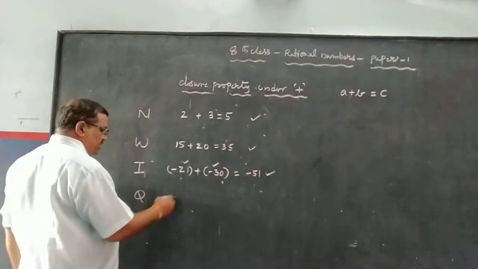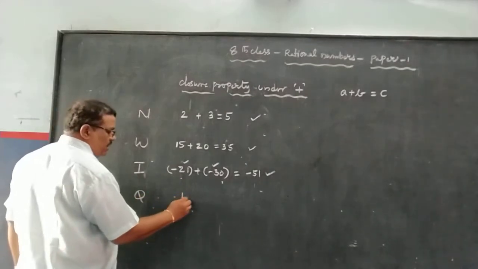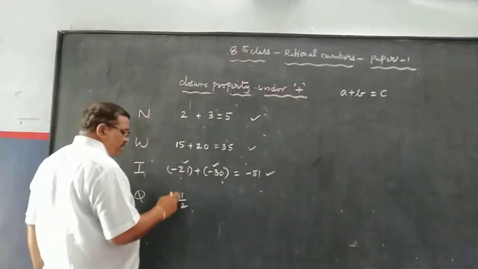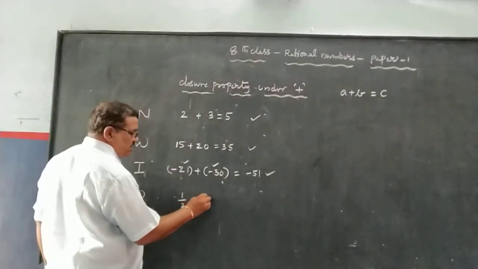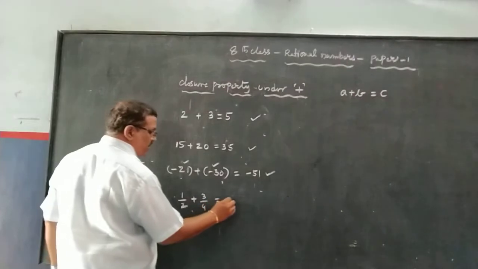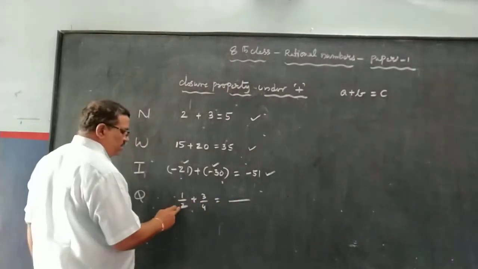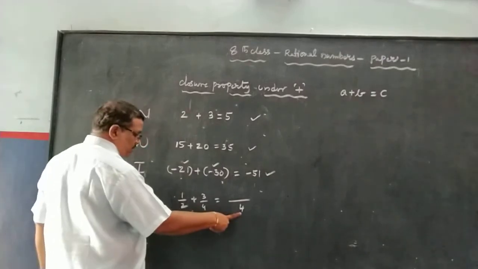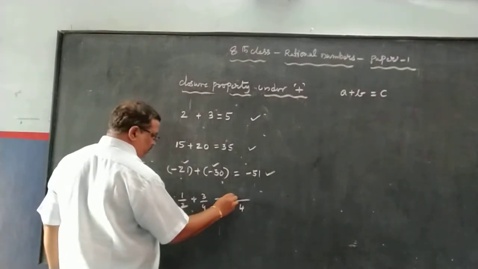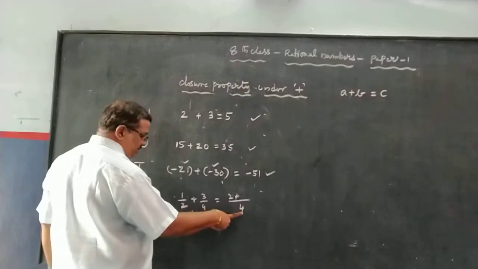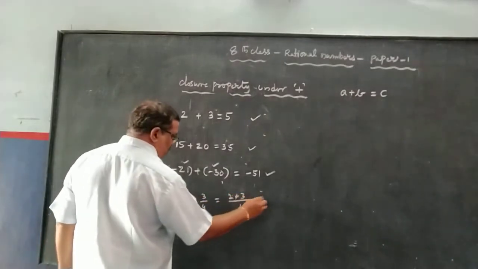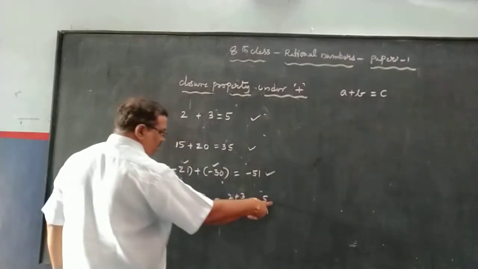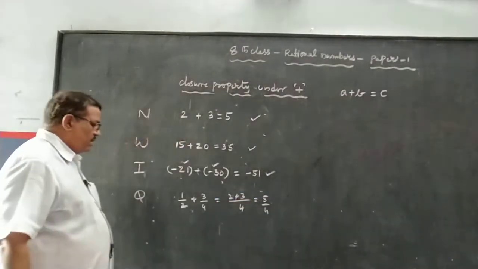So the next one is rational numbers. Rational numbers are in the form of p by q. So 1 by 2 I took, another rational number is 3 by 4. The sum of them: take LCM here, the LCM of 2 and 4 is 4. 2 divides 4 two times, 2 times 1 is 2. 4 divides 4 one time, 1 times 3 is 3. So that is 5 by 4. So the sum of two rational numbers forms another rational number.